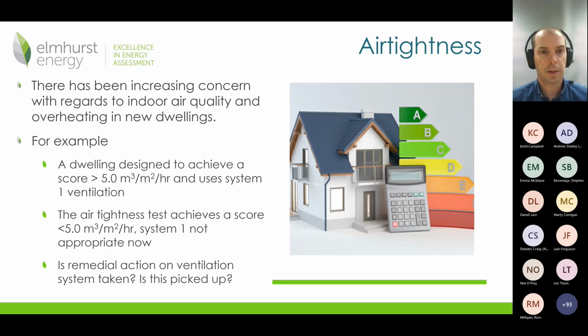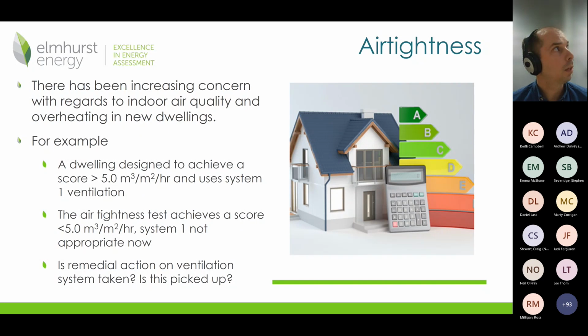There's been concern around air quality, particularly around developers not using the right ventilation strategy based on the air tightness. It's probably a bit more black and white in Scotland than it is in England, but certainly if you've got a dwelling designed at less than 5, it shouldn't be using system 1 ventilation. It shouldn't be using intermittent fans. It should be using continuous extract.